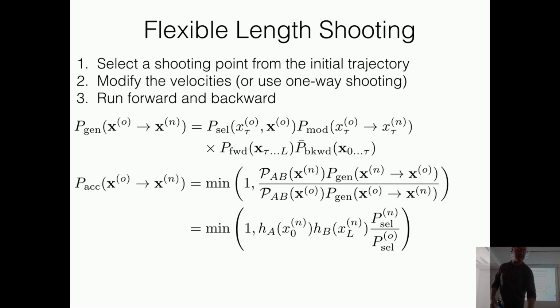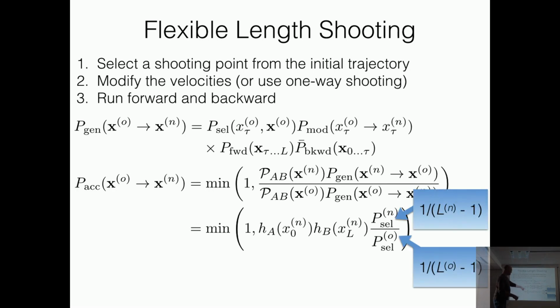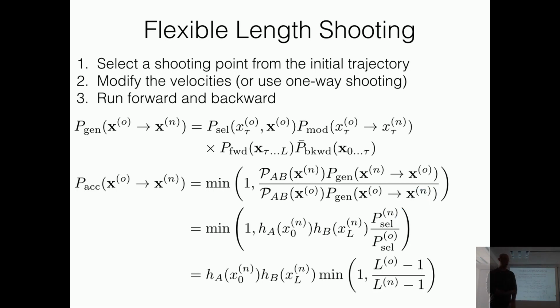The difference is now we have different lengths. The new trajectory has a length ln, and so the probability of selecting a point from that, if we use uniform selection, is 1 divided by ln minus 1, and the old one is 1 divided by lo minus 1. And so the ratio of probabilities is lo minus 1 over ln minus 1. So this is a slight modification, and like I said, this is what we actually use for the most part in practice, because it's much more efficient.